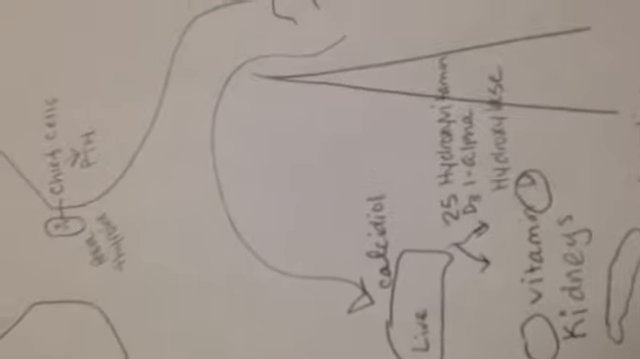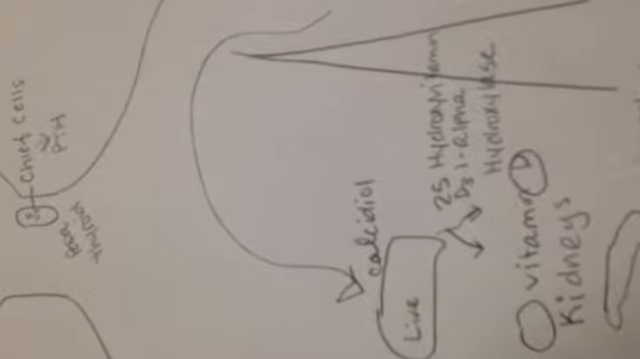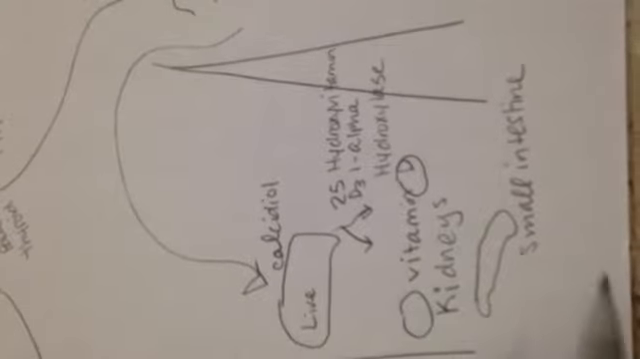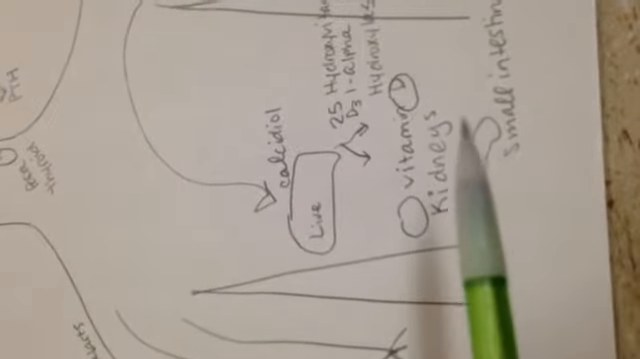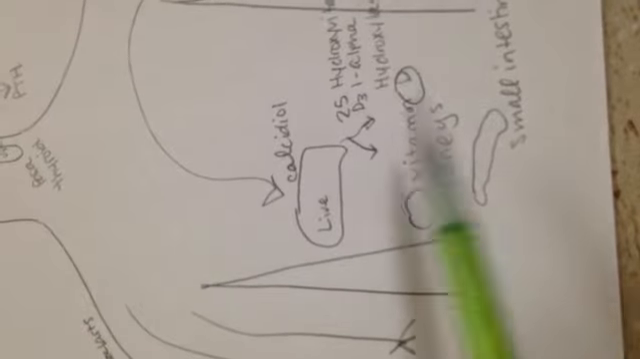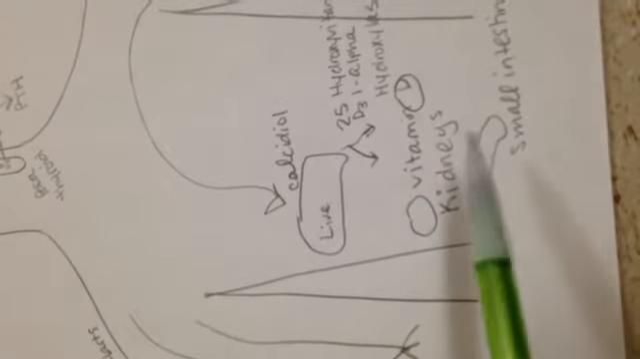Also, what happens, if you remember from the last video, is cholesterol turns into cholecalciferol in the skin, which turns into calcidiol in the liver, which, with the help of 25-hydroxyvitamin D3 1-alpha hydroxylase, turns into vitamin D in the kidneys. Because of the release of PTH, now the small intestine knows that vitamin D is its friend.